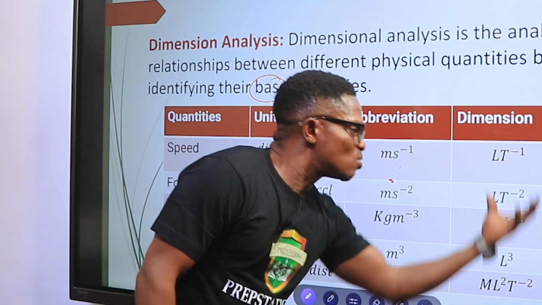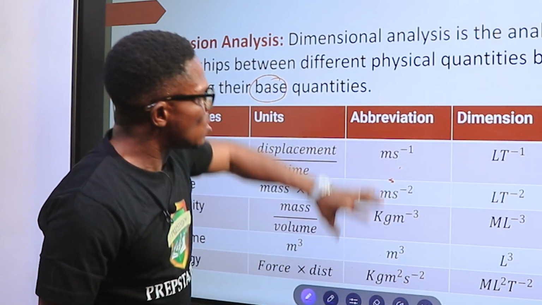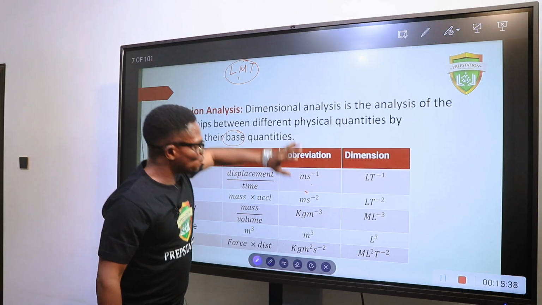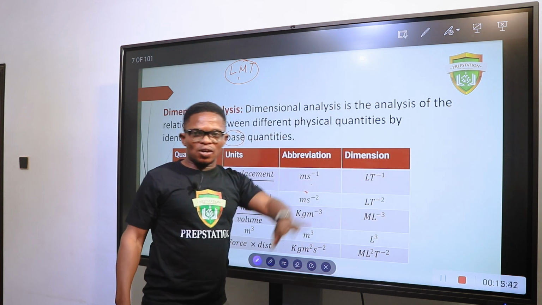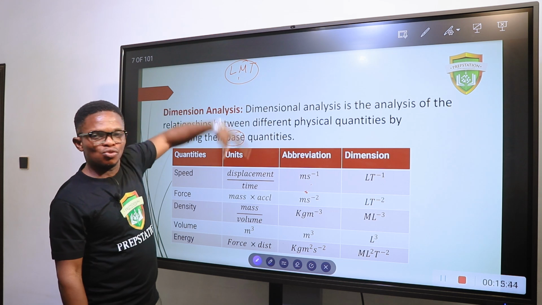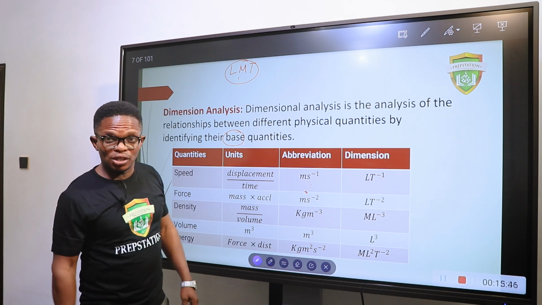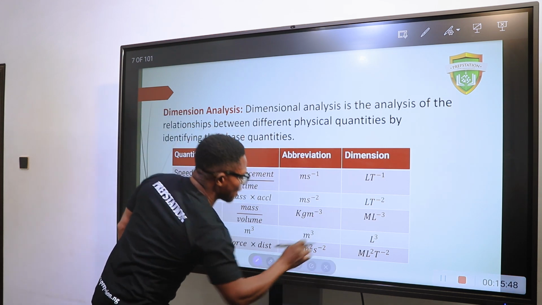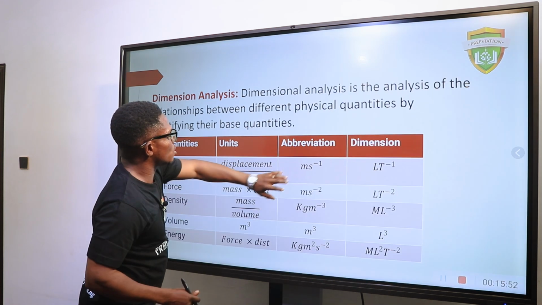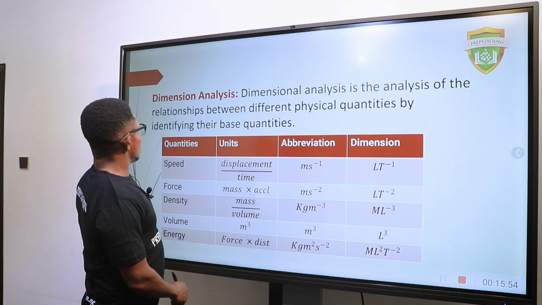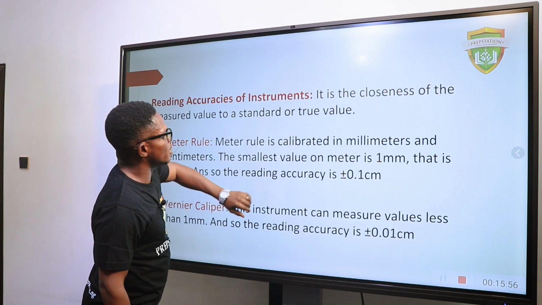T. Look at it. So all you need to do is get the unit and then transform the unit to the first letter of the quantity. That is all you need to do about dimension analysis. I believe that is clear. All right, let's move forward and see other things that we have. Okay, dimension analysis, I've explained this.